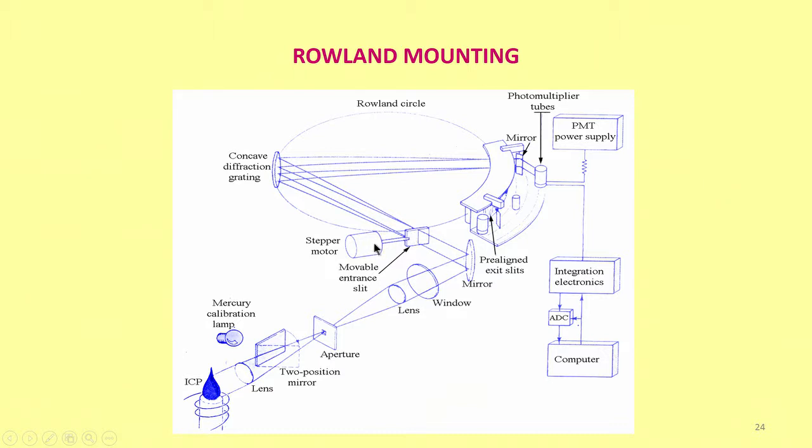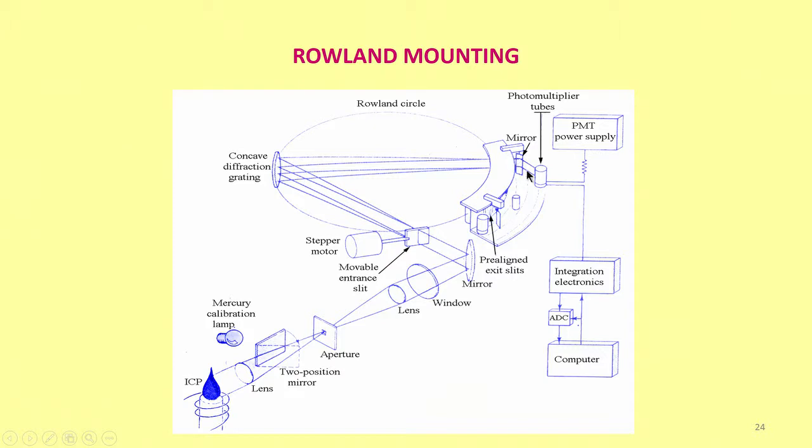So, a stepper motor enables us to move the exit slit in exact increments: 0.1 millimeter, 0.01 millimeter, 0.05 millimeter, like that. By using a stepper motor we can move the entrance slit, and then I have a diffraction grating, and this diffraction grating has a focal length, and that focal length describes a circle known as the Rowland circle.